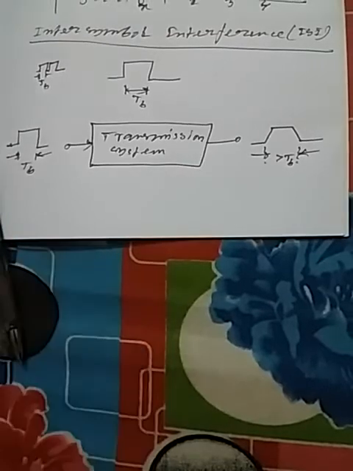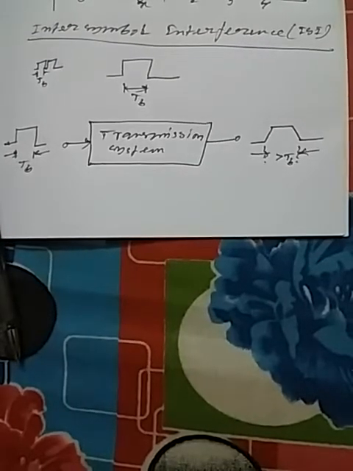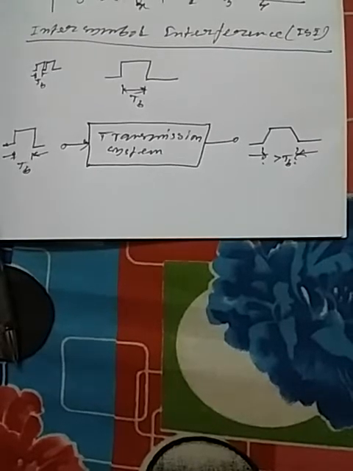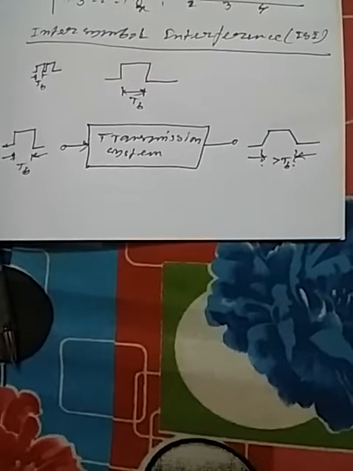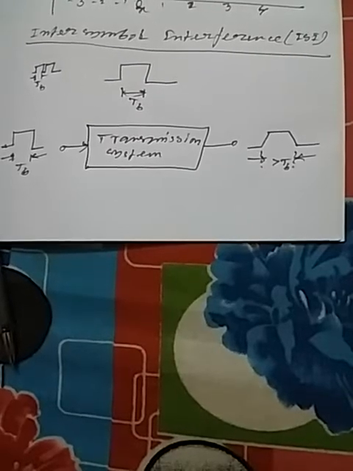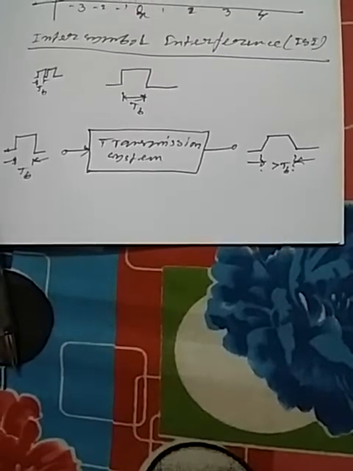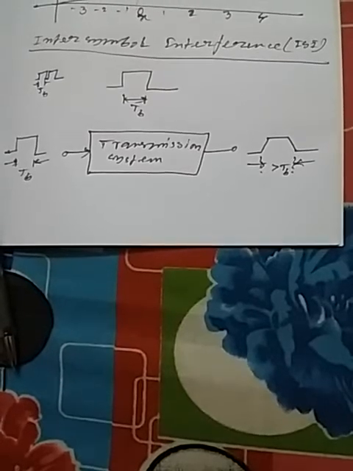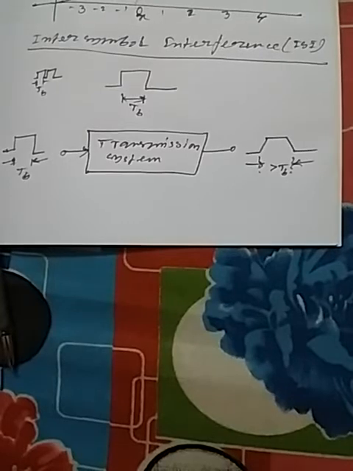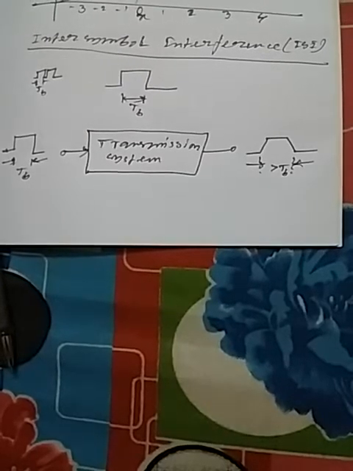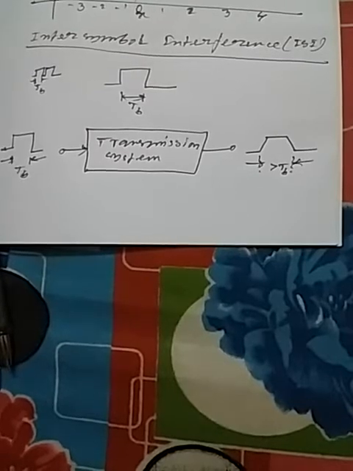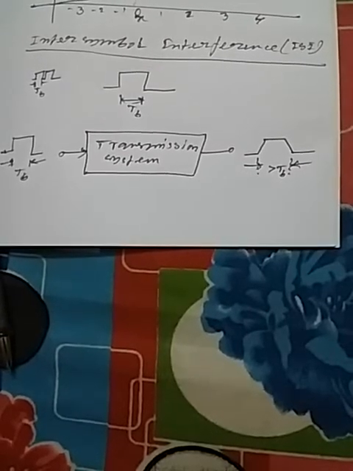Now, what are the effects of inter-symbol interference? In the absence of ISI and noise, the transmitted bit can be decoded correctly at the receiver. The presence of ISI will introduce error in the decision at the receiver output. Hence, the receiver can make an error in deciding whether it has received a logic 1 or a logic 0.